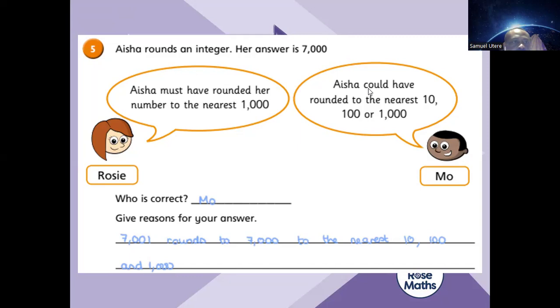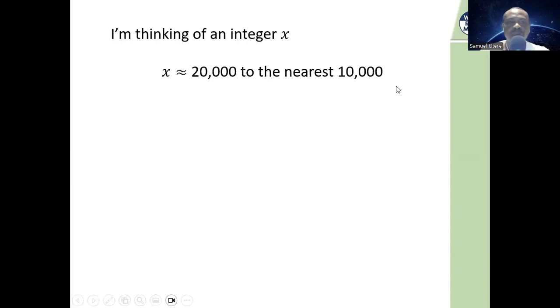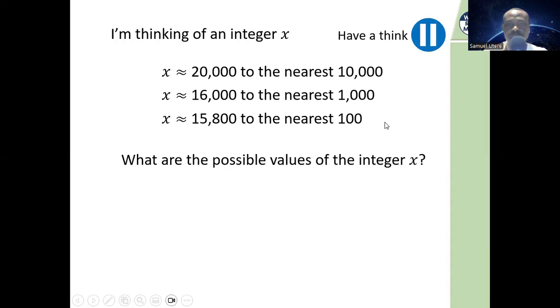Okay. All right. Now, let's look at some problems where we have to do some thinking. So I am thinking of an integer x. We're told that x is approximately 20,000 to the nearest 10,000. Well, that's good information. Next, we're told x is 16,000 to the nearest 1,000. And again, we're told x is 15,800 to the nearest 100. Which number are we going to be using to represent x that fulfills these conditions?